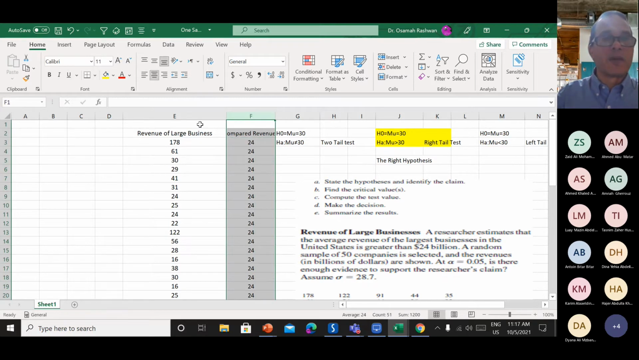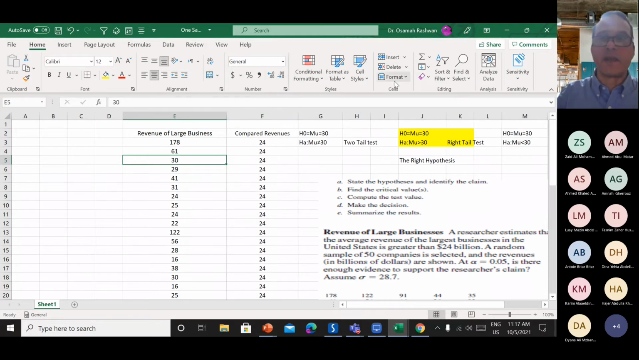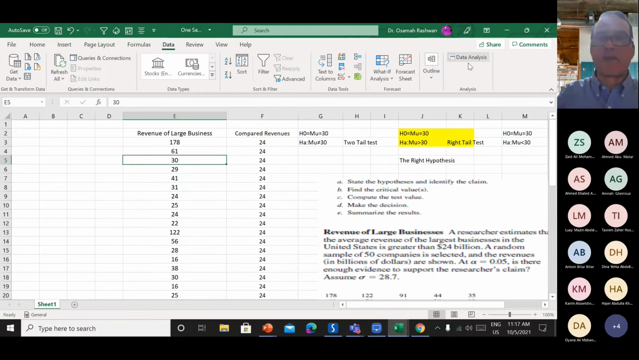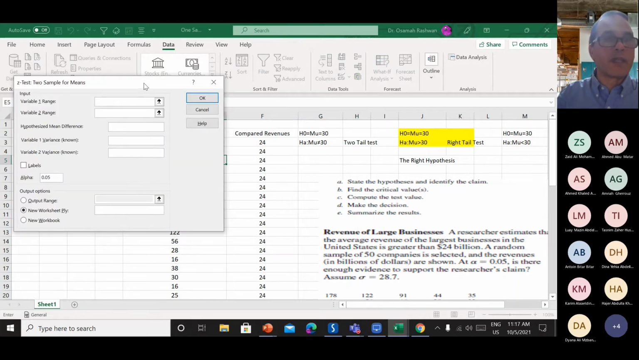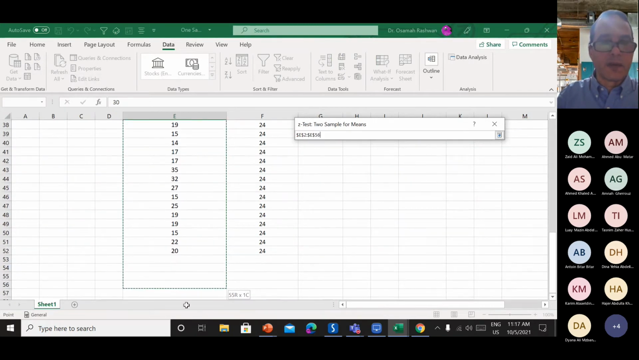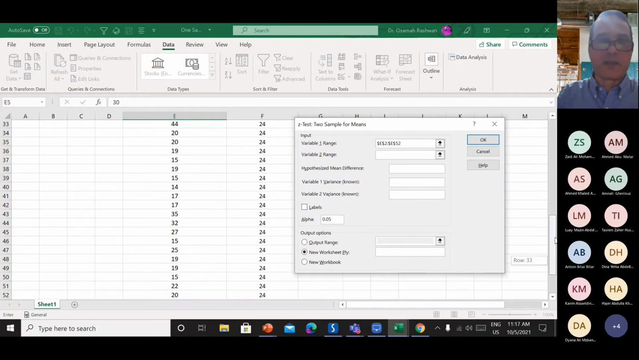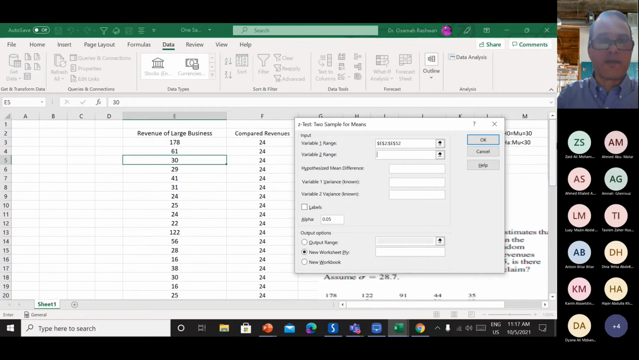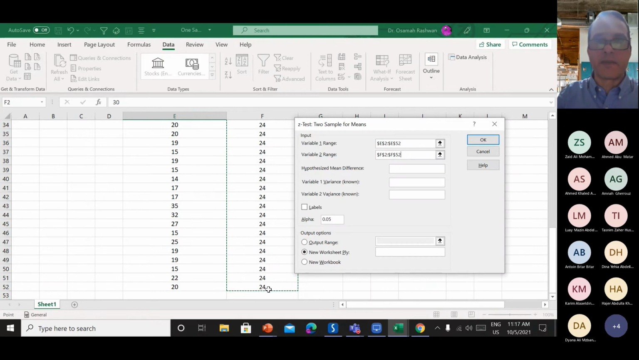Now I can use the z-test for two samples, right? Because I have the only things in here. Go for data, go for data analysis. Please work it with me. Now I can go for z-test two sample for means. I press OK. Now variable 1 range is this one. Okay. The variable 2 range is the one I added to enable myself to use this, because I don't have a one-sample z-test in the Excel.